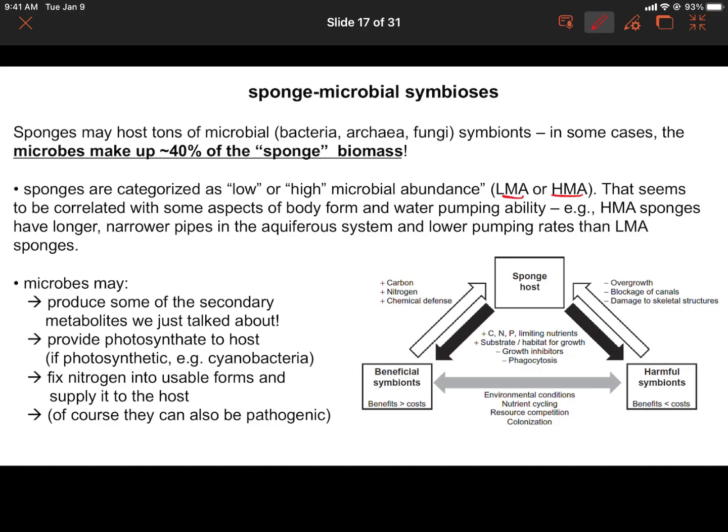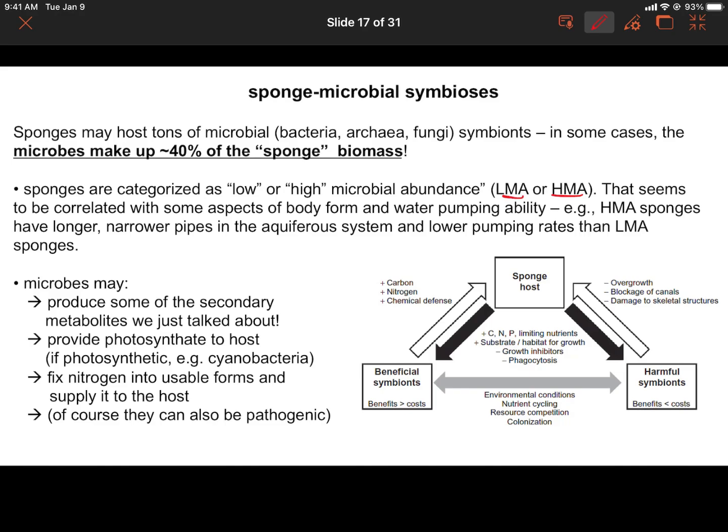HMA sponges, high microbial abundance sponges, have longer, narrower pipes in that whole system for moving water around, and they pump less water through there than do low microbial abundance sponges. No idea why, but definitely true. But it's just an interesting pattern that may have some biological significance. We just don't understand what it is at this point.